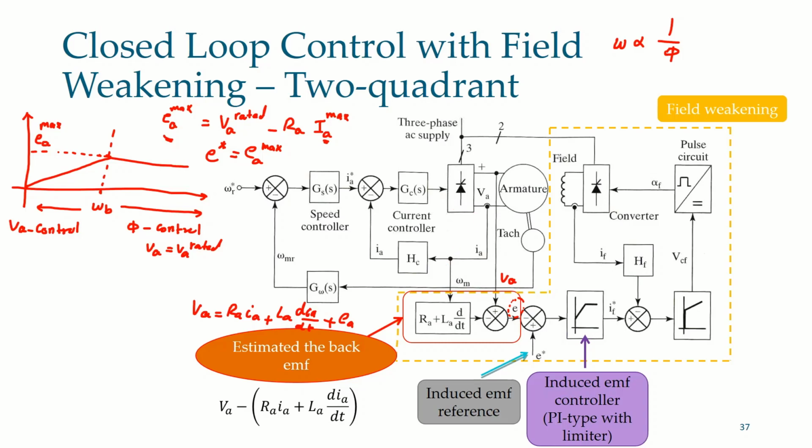Now, if you notice here, we have a limiter with a minimum value for the current and a maximum value. So this will decide IF max, and this will decide IF minimum. So all the time, the field current should be regulated between those two values. The maximum field current is connected to the rated flux, while the minimum field current is connected to the maximum speed. So this is the omega max.